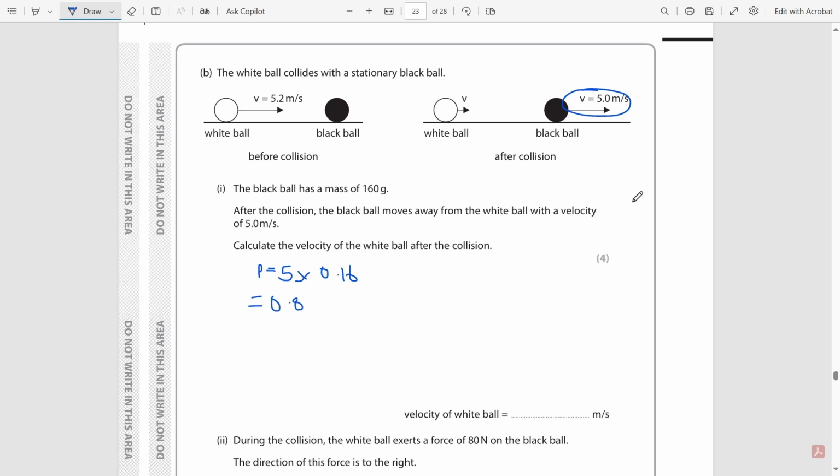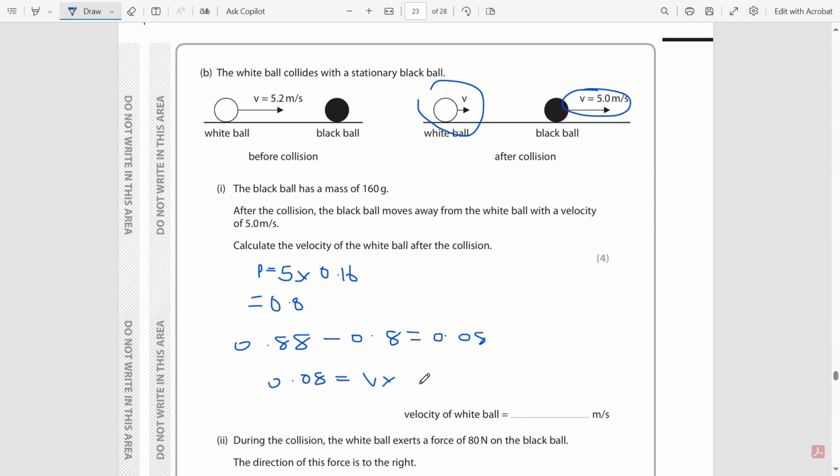Because our white ball initially had a velocity, the total amount of momentum needs to equal 0.88, because we can't just lose momentum out of nowhere. The total amount of momentum needs to be the same. So the white ball will have 0.88 minus 0.8. It will have 0.08 momentum.